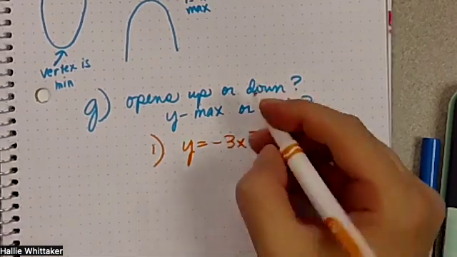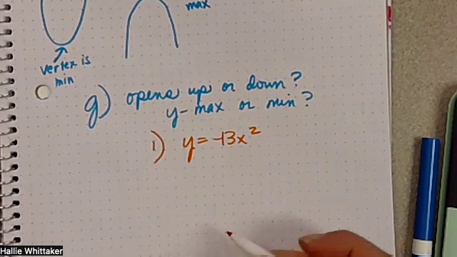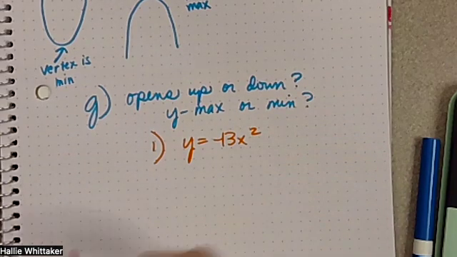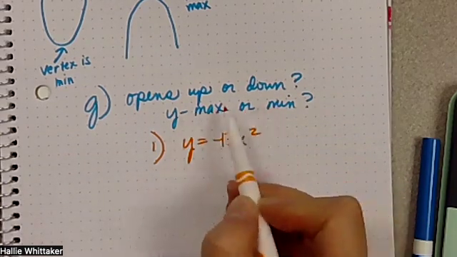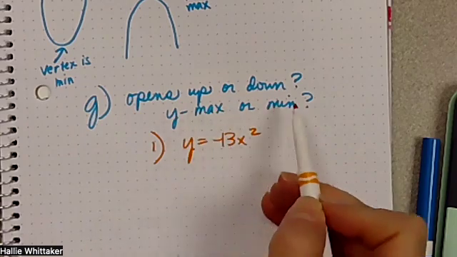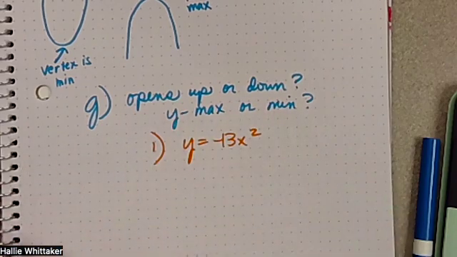Oh, we've already done this. Let's make it -13x². Y is either going to be max or min. They want you to answer: is the Y a max or a min? Write it however it will make sense to you.